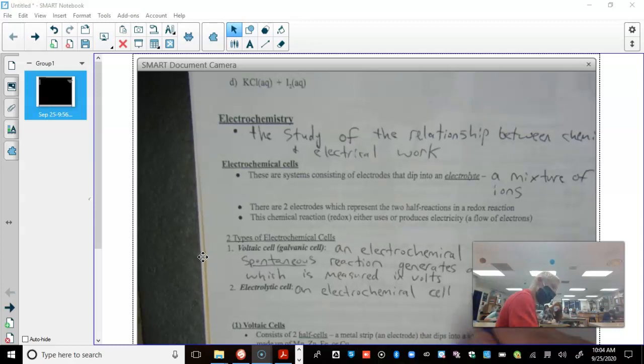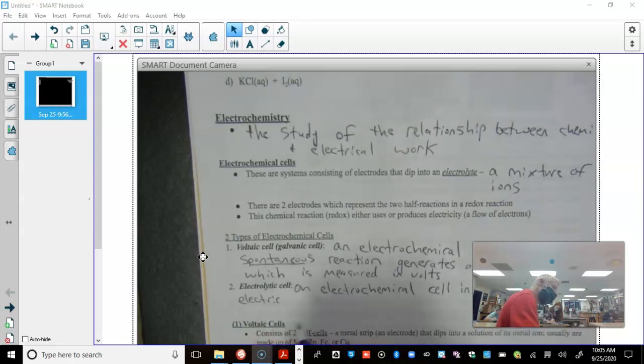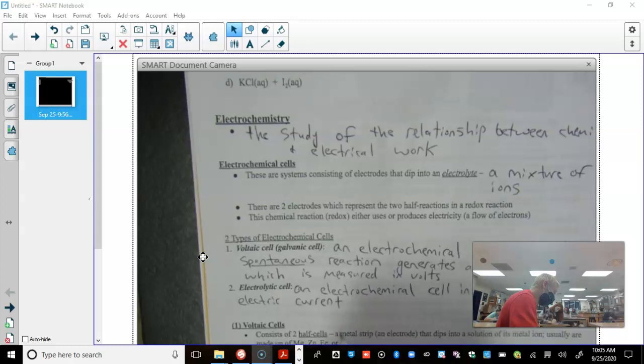An electrochemical cell, for an electrolytic cell, in which an outside electric current drives an otherwise non-spontaneous reaction.